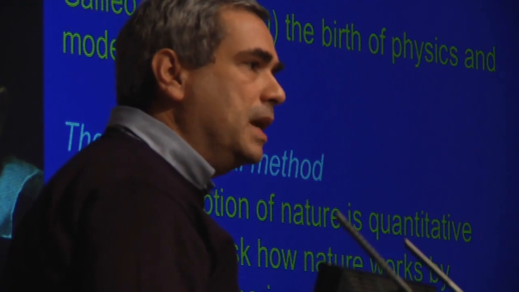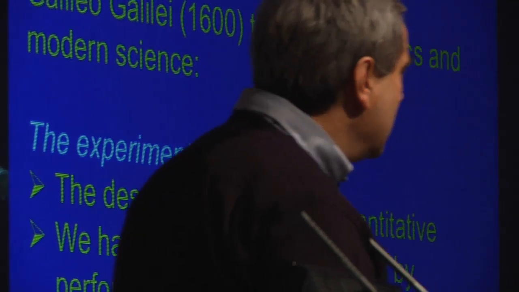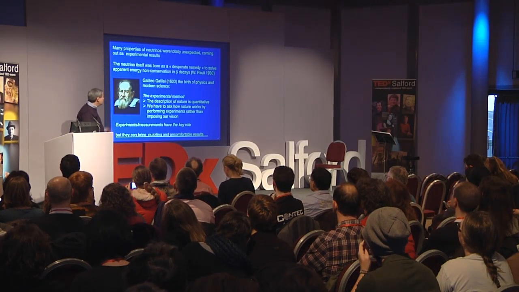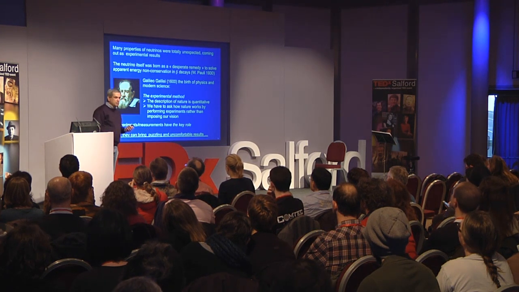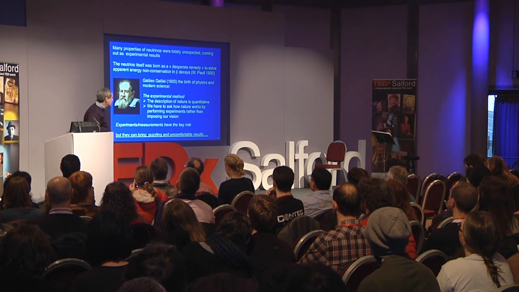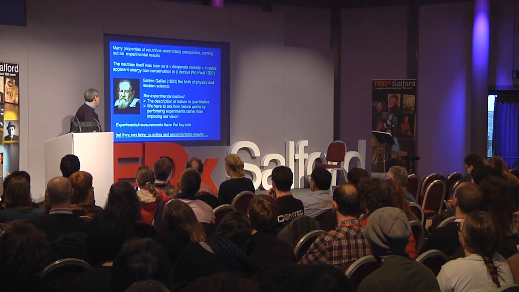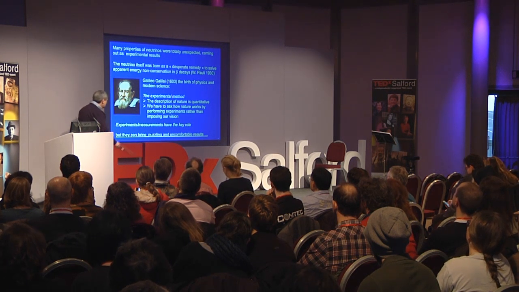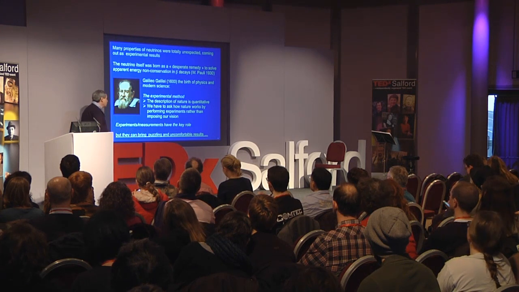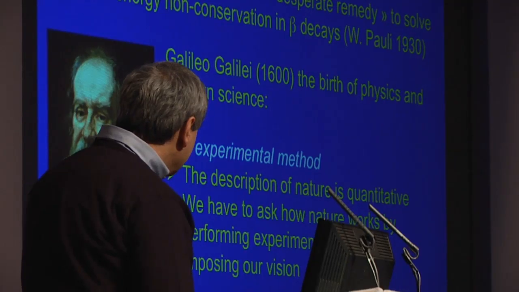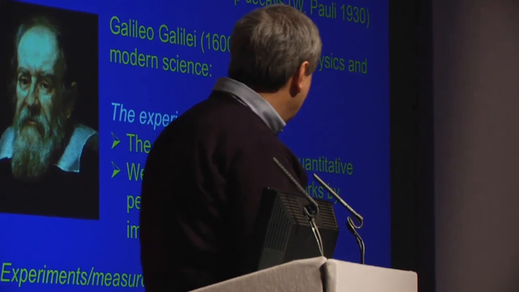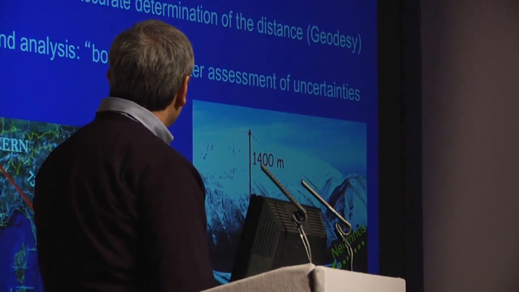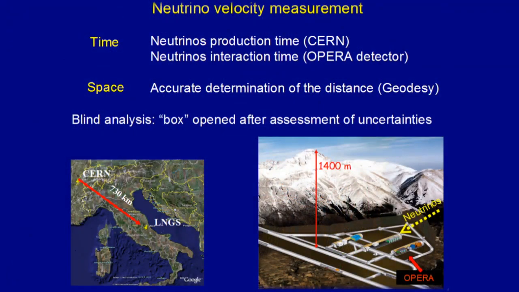The experimental method tells you two very simple things: that the description of nature is quantitative, and that we have not to impose our vision on nature, but to ask nature itself how it works by performing experiments and measurements. Experiments and measurements have a key role in the understanding of nature, but sometimes they can bring puzzling and uncomfortable results, like the one that I'm going to show you. I'm going to explain how we perform this measurement of the neutrino velocity.